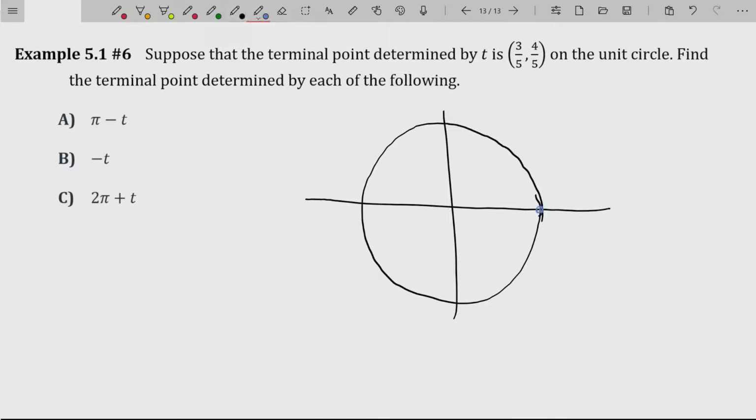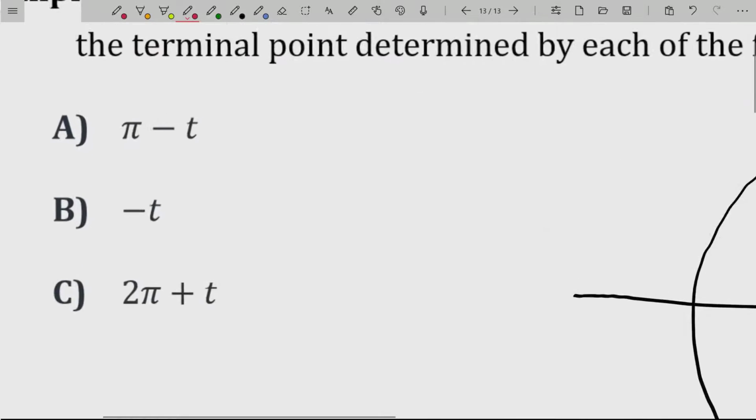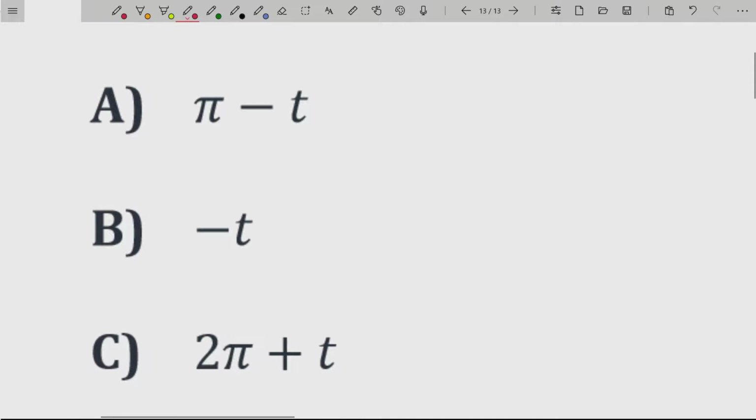And we know that we have the point 1, 0 on there, but we're told that we have a landing point or a terminal point of 3/5, 4/5. I know it's in quadrant 1 because they're both positive. And so therefore, our arc length, t, is this distance right here. That's t right there. Find the terminal point determined by each of the following. So let's take a look at this.